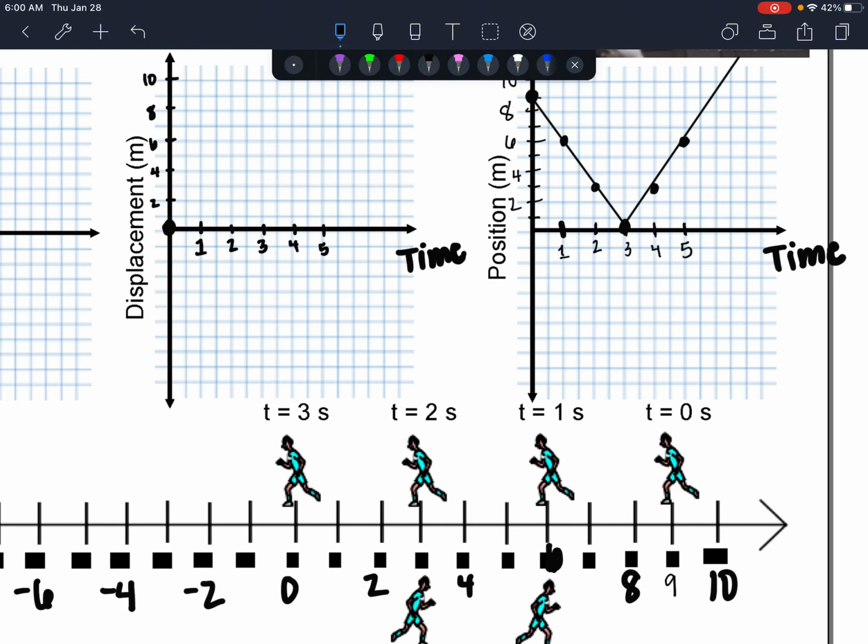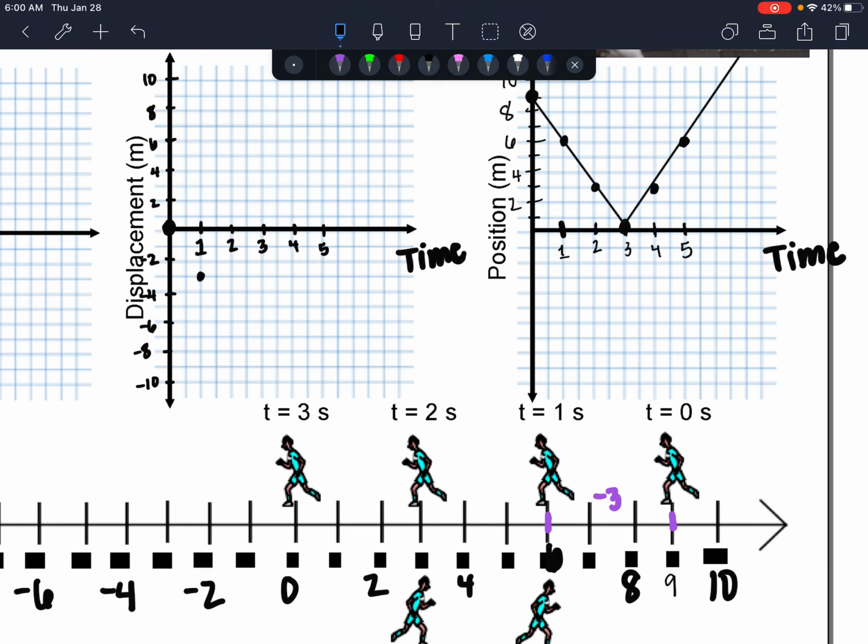At 1 second, my runner has moved from 9 to 6. That's a displacement of -3 units. I didn't even think to mark those tick marks, but I guess I should have. -2, -4, -6, -8, -10. Okay, so at 1 second, my object went -3 meters. It was displaced -3 meters.